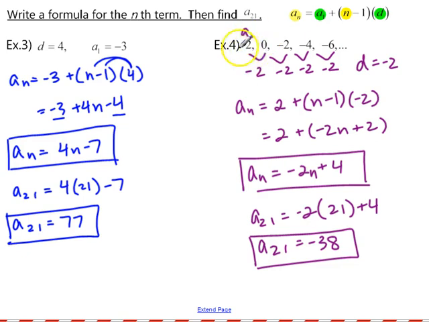So hopefully you identified the first term in the sequence as 2, or A sub 1, and then as you find the common difference, you should get that it's equal to negative 2. So we're going to substitute those in to our general equation, keeping A sub n and n as variables. And again, simplify the right side. So our formula should be A sub n equals negative 2n plus 4. Then when we're looking for A sub 21, substitute 21 for the value of n, and our 21st term in this sequence will be negative 38.